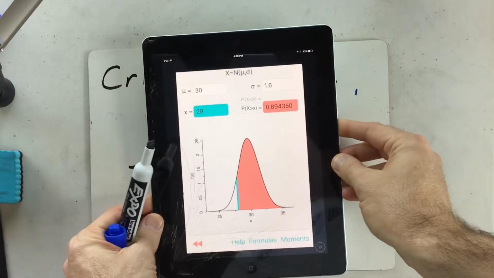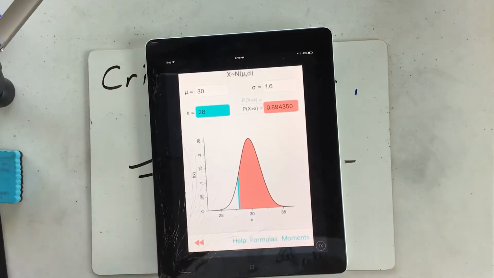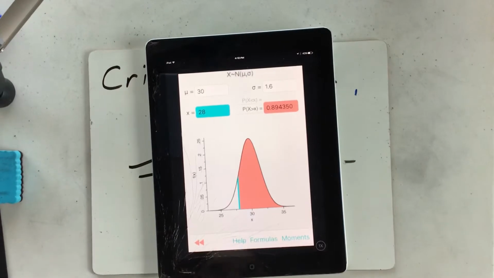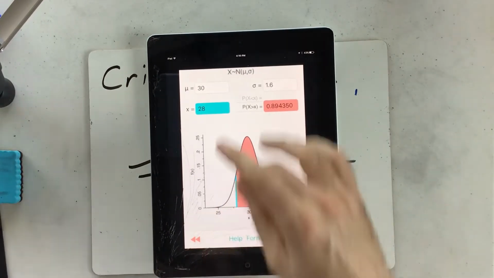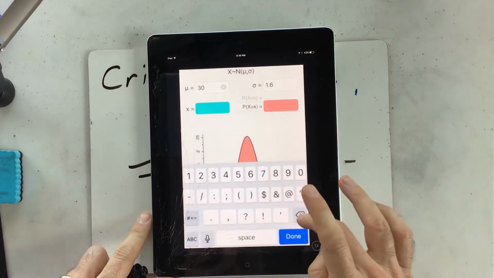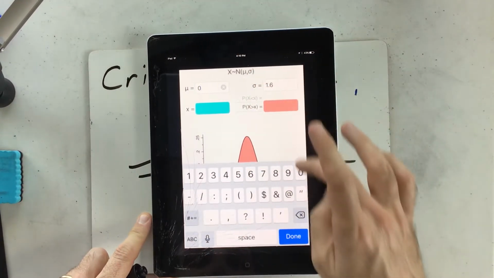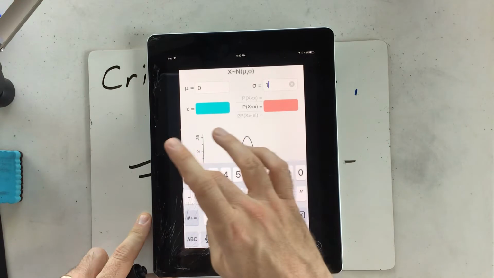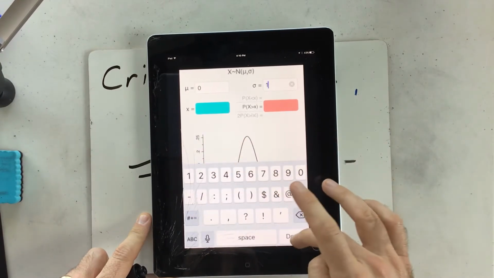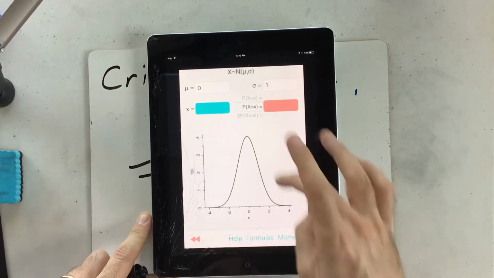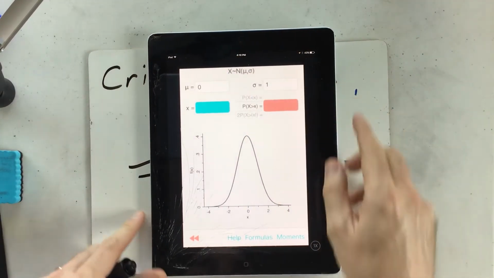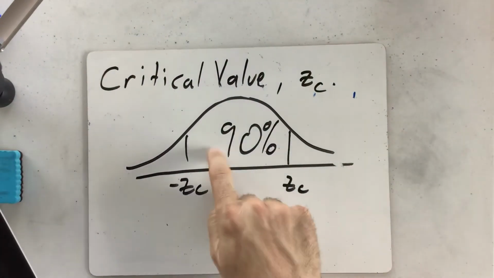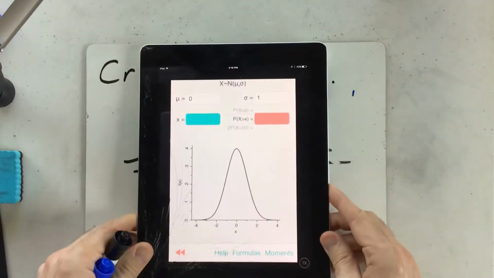Okay, so here's my app. And what I want to do is I want to figure out what window in the middle do I need to get a 90% range. It's a standard normal, so that means I want my mu to equal 0 and my standard deviation to equal 1, not 11, 1, okay? And so that gives me my standard normal. Now, I want to come over here to the probability side because I want to tell it a 90% probability and figure out what number to put on here.